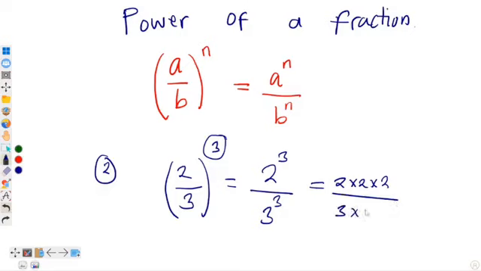Again, 3 power 3 means 3 times 3 times 3. You multiply the base by itself 3 times. So 2 times 2 is 4, 4 times 2 is 8, over 27. Because 3 times 3 you get 9, and 9 times 3 you get 27. So this will be your answer.